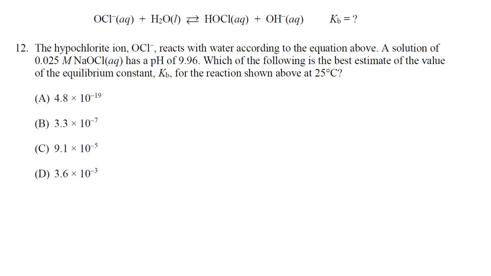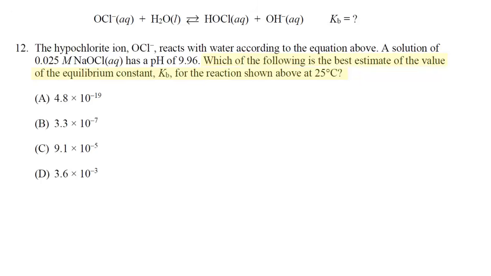So our goal in question 12 is to actually calculate the value of Kb. Let's see what else we know about this particular solution. It says a solution of 0.025 molar sodium hypochlorite, which is NaOCl, has a pH of 9.96. So on the basis of that information, which of the following is the best estimate of the value of the equilibrium constant Kb for the reaction shown above at 25 degrees Celsius?